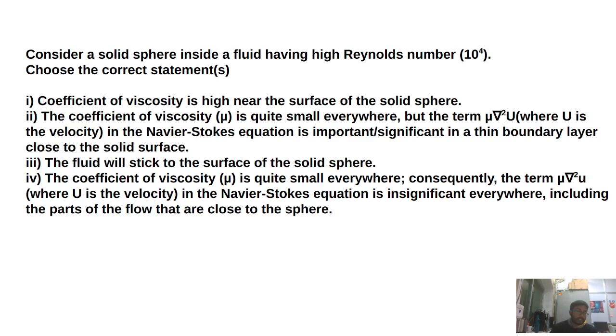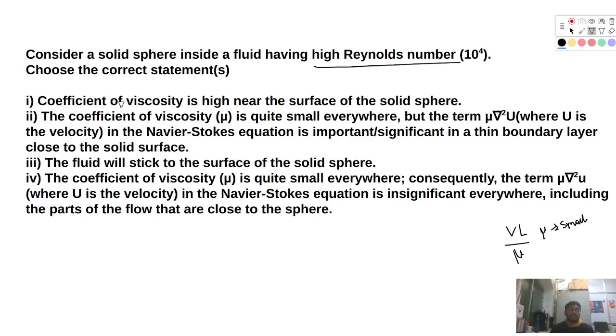Again, we have to recall the Reynolds number, right? When we write down the Reynolds number, it is like rho v L by mu or eta. This is the viscous term, and this is the term coming from the inertia term. Now it is saying that this is a high Reynolds number. That means your viscosity, this mu, is small, right? Mu is small. Now here are some statements. You have to find out the correct statements.